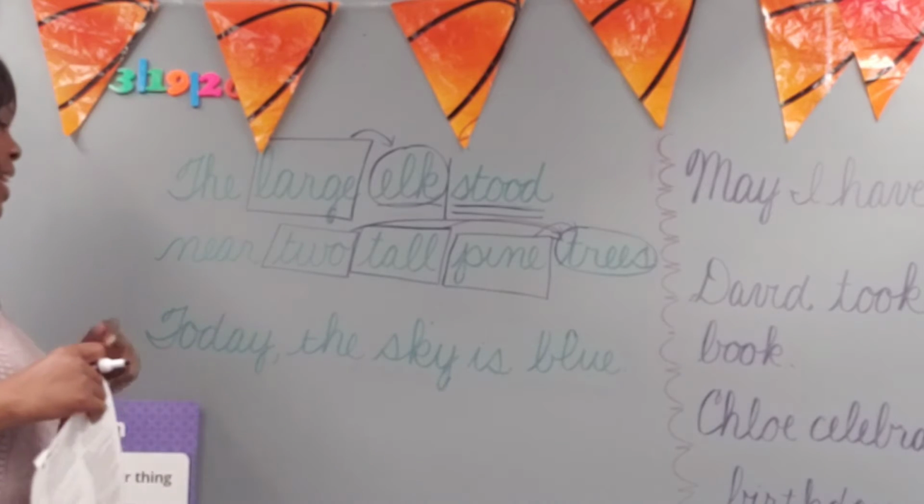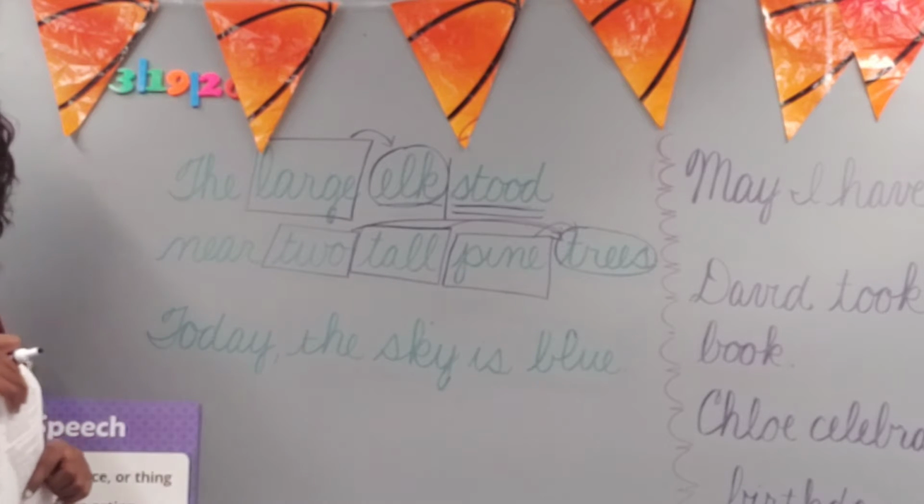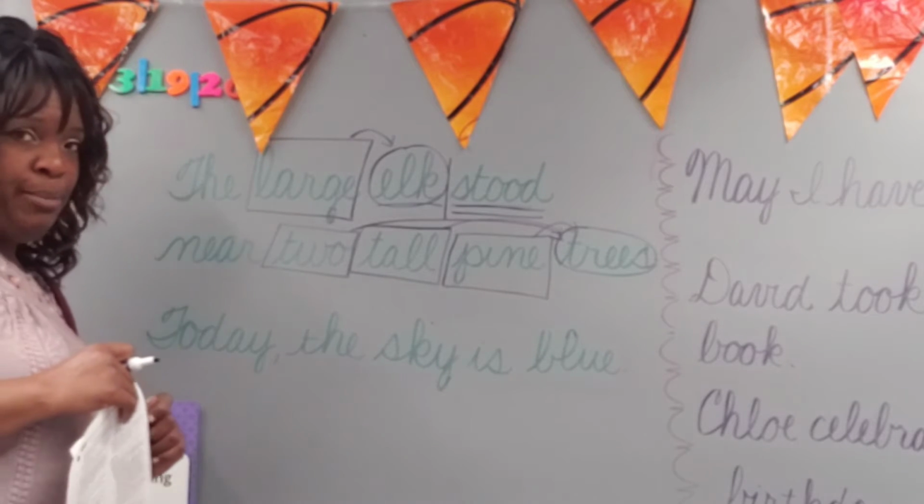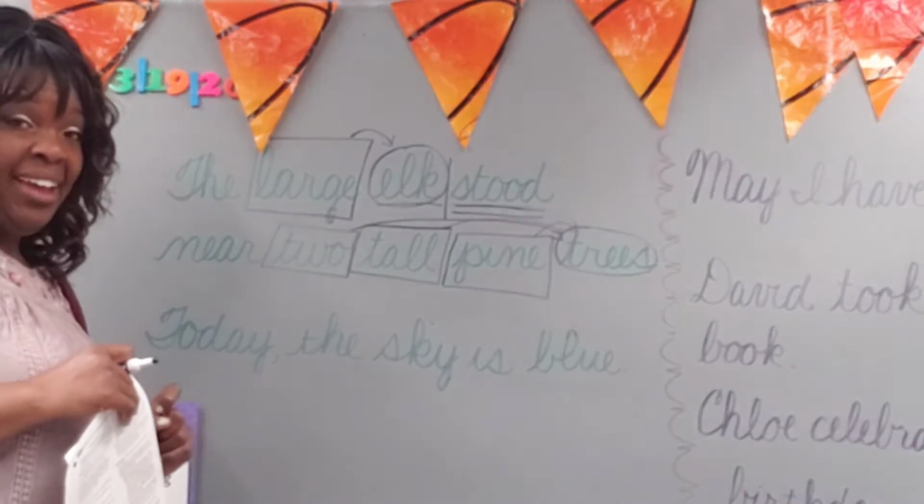And let's look at our second sentence. Today the sky is blue. Where do we put our subject predicate divide, Isaiah?